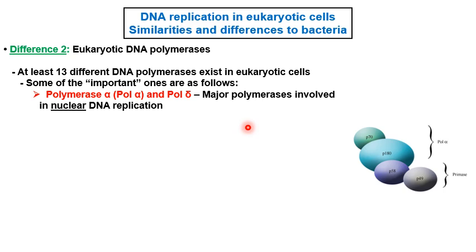Do you have other genomic DNA in eukaryotic cells? Yes, what is it? Mitochondrial DNA, I heard all the way in the back. Who said that?